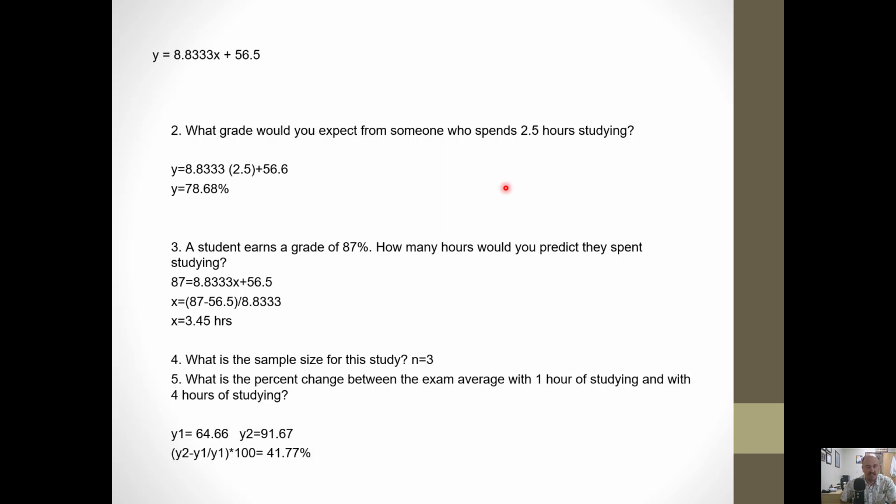What is the sample size for this study? N equals 3 in this case. There were 3 numbers used to make each average. And number 5, what is the percent change between the exam average with 1 hour of studying and with 4 hours of studying? Okay, so in this case, we use that equation, y2 minus y1 divided by y1 times 100, if you're doing percent change. And so if we set that up, we can see that y1 is 64.66.